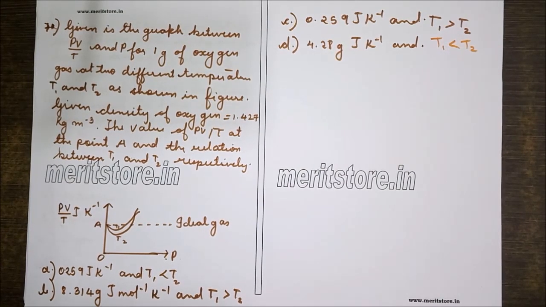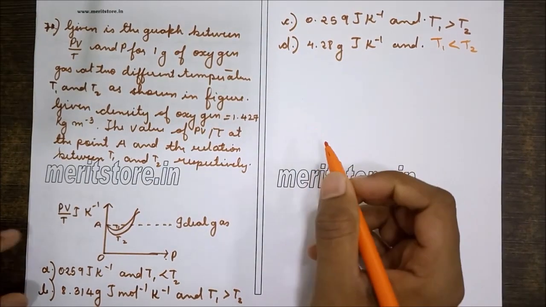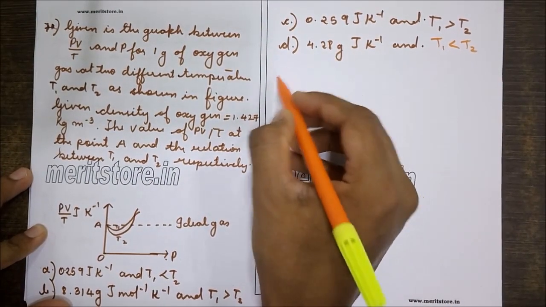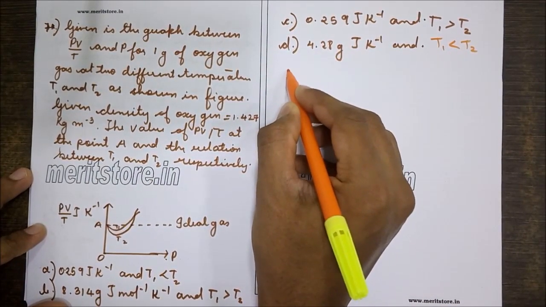The options given are 0.259 joule per Kelvin and T1 is less than T2; 8.314 joule per mole per Kelvin and T1 is greater than T2; 0.259 joule per Kelvin and T1 is greater than T2; and 4.28 joule per Kelvin and T1 is less than T2. Now let's look at the ideal gas relation.